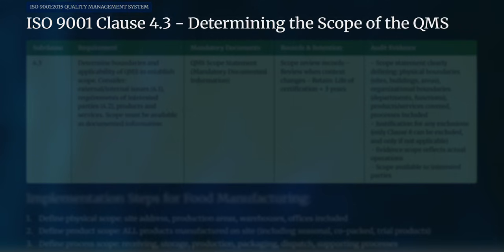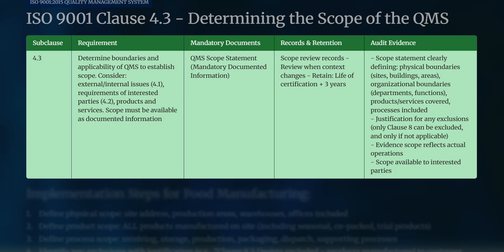Now let's continue with the ISO 9001:2015 Quality Management System. And now let's take a look at clause 4.3 of ISO 9001, determining the scope of the QMS. So in subclause 4.3, it requires you to determine boundaries and applicability of the QMS to establish scope, and you need to consider external and internal issues as per clause 4.1, requirements of interested parties as per clause 4.2, and product and services, and the scope must be available as documented information.